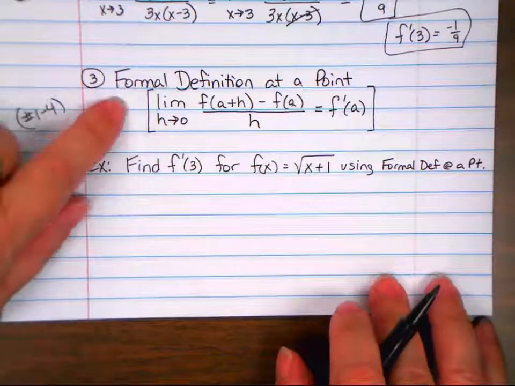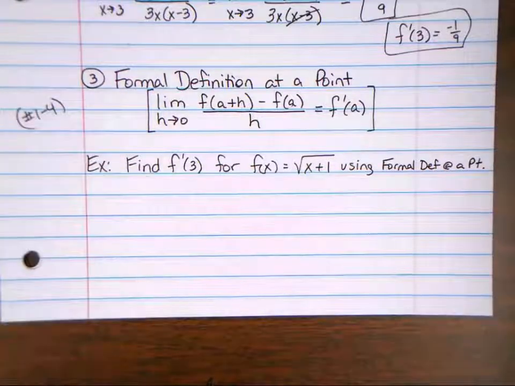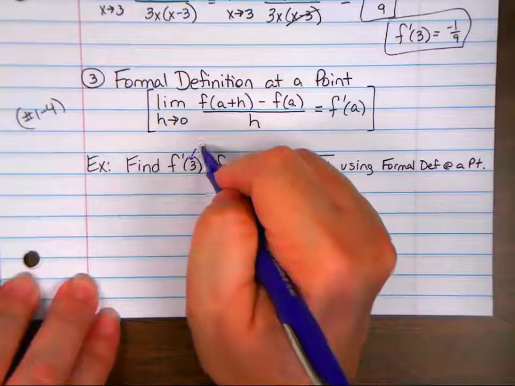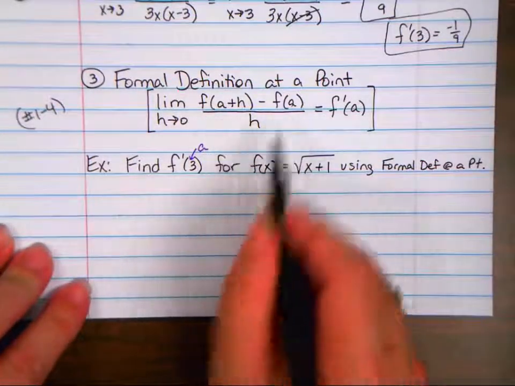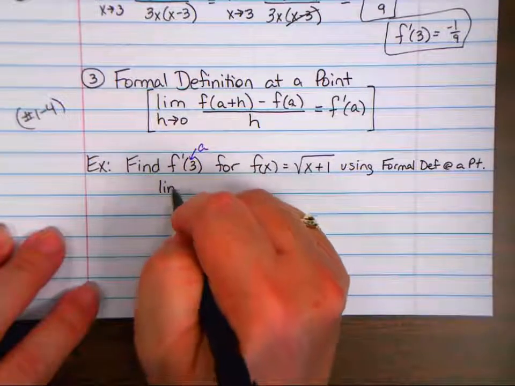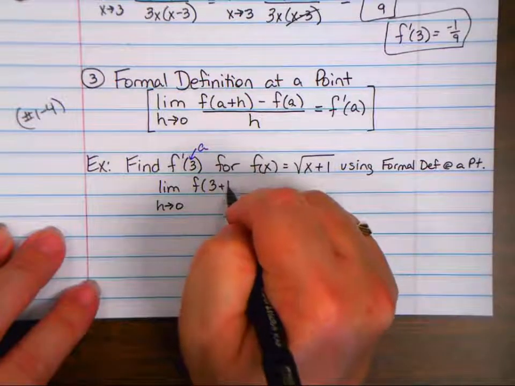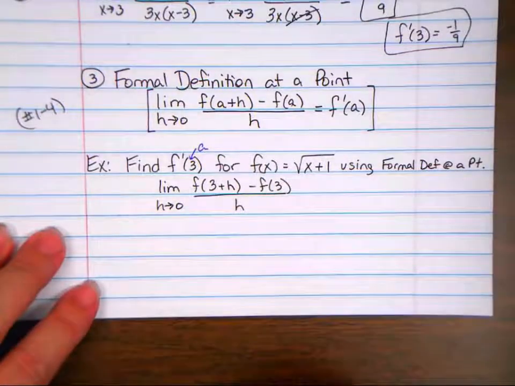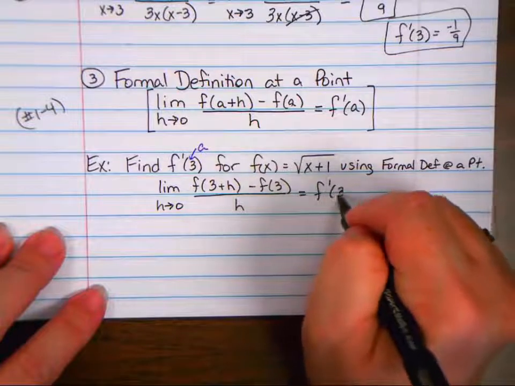All right, so what we're going to do is we're going to take the formula we wrote down here. What is a this time? What do they tell me that a is? What number? 3, the only number in the problem. So that's a. So when we write the formula, we got to change the a's into 3's. So we're going to write limit as h approaches 0, f of 3 plus h minus f of 3 all over h equals f prime of 3.